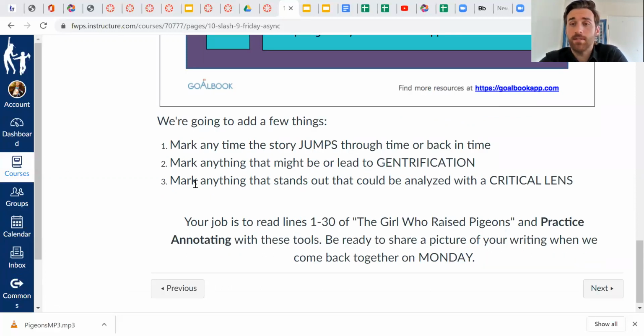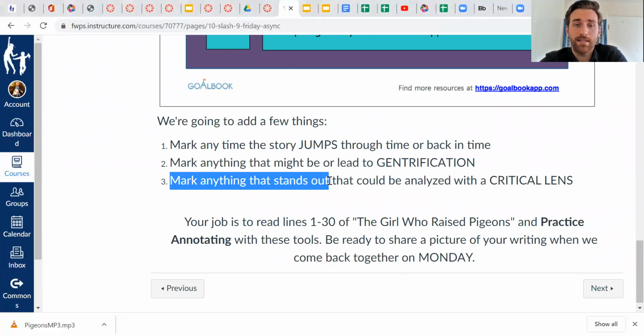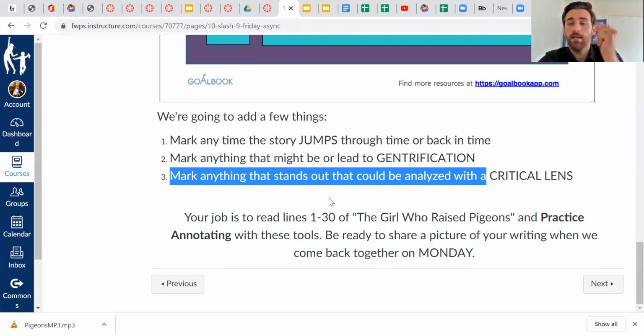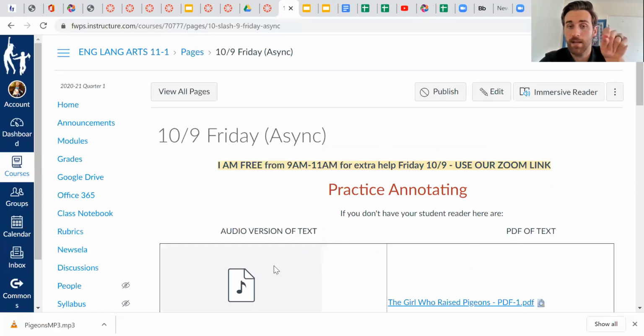And the third prompt is using a lens. So I'm going to mark anything that stands out. I think maybe I could use a critical lens to analyze it. This could be things about gender, race, psychology, Marxism, a Marxist lens, right? Looking at wealth distribution. So your job today on Friday is to look at lines, not pages, just lines. So it's like a page and a half, 1 through 30 of The Girl Who Raised Pigeons. So this text back up here.